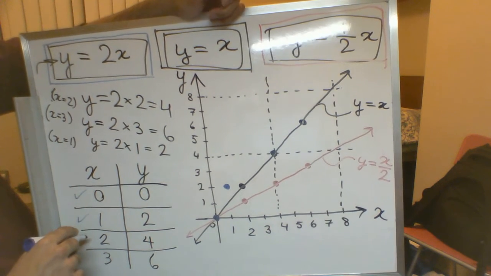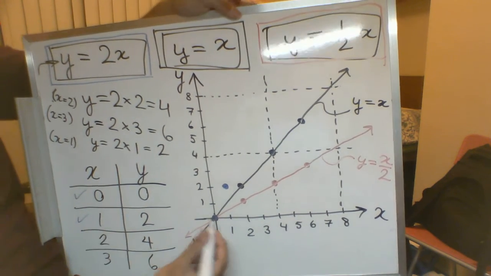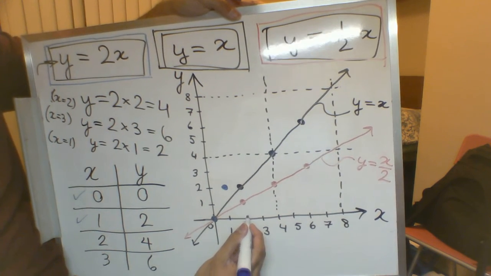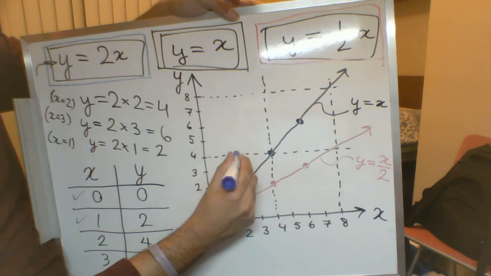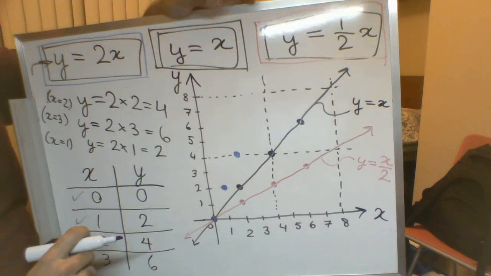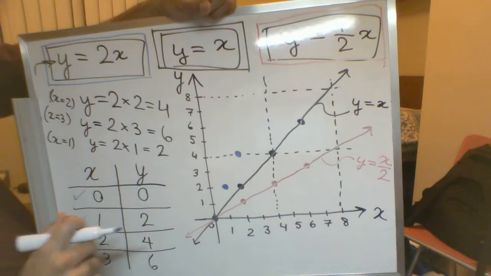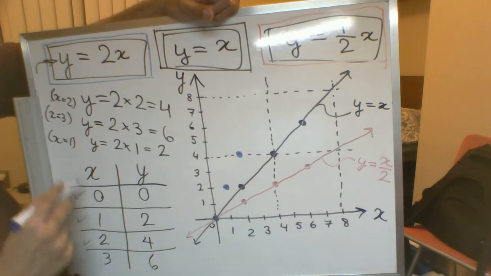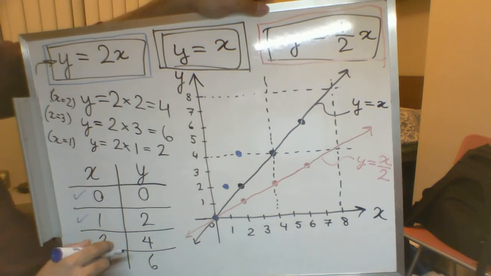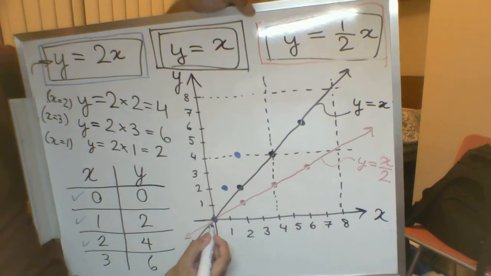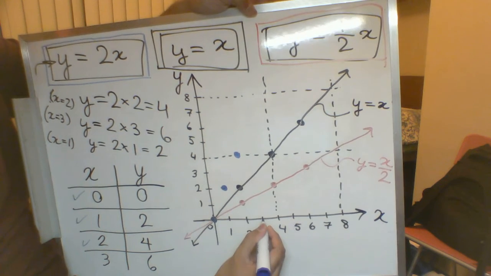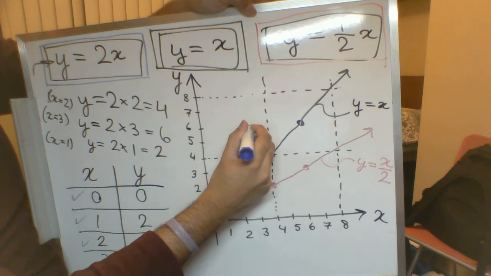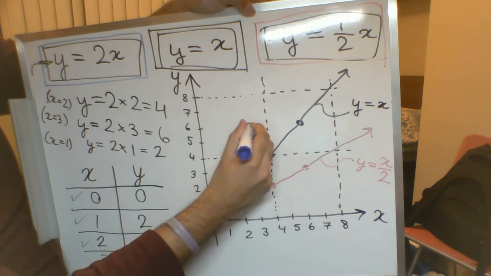The third one, when x is equal to 2, y is equal to 4. So we go 2 units to the right, and then we go 4 units up, because that's what the y part is telling us. We put our dot somewhere up there. That's this dot right here. And for our last one, when x is equal to 3, y is equal to 6. So we go over 3 units from the origin, and then 6 units up, so somewhere about here.